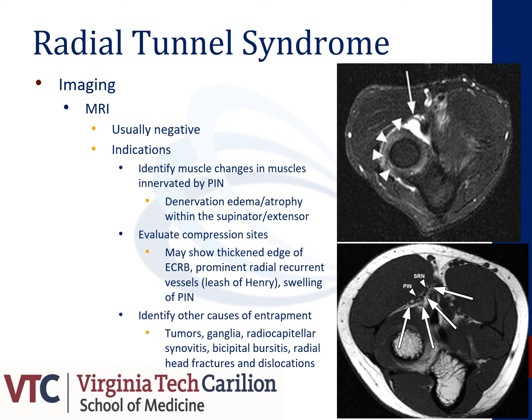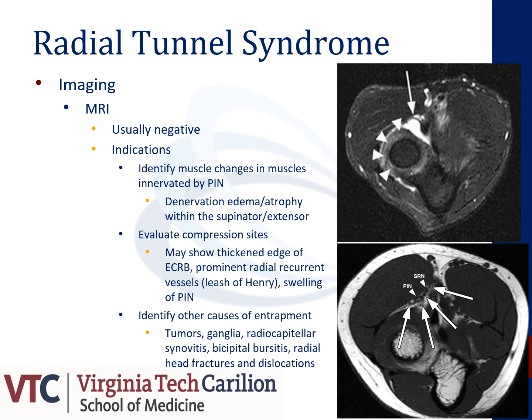With regards to imaging, there are no specific x-rays associated with diagnosis of radial tunnel syndrome. If one is to obtain an MRI, these are usually negative. However, there are several entities that may be identified on MRI. One is denervation edema or atrophy associated with the muscles innervated by the PIN. You may note some abnormalities associated with the known compression sites, such as a thickened edge of ECRB, prominent leash of Henry, or swelling of the PIN itself.